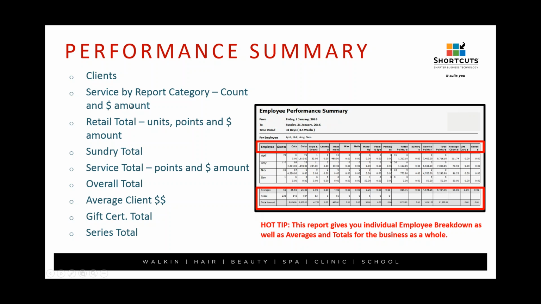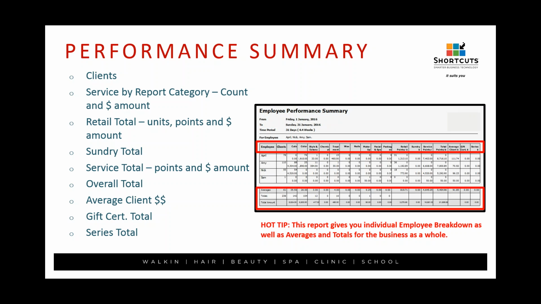Okay, so on the performance summary, you can see the client count again, right? You can see the service by report category. In these sections, I can see the count and the dollar amount. So again, you can see cuts, color, styles, and so on. I can see retail totals. In this section, I can see how many units, how many points, if we're giving points for retail sales to our employees, as well as the dollar amount.